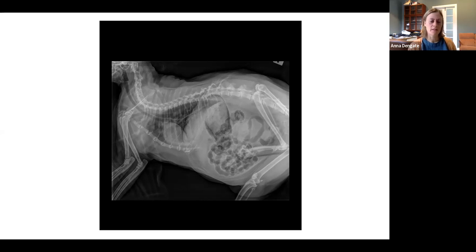So let's talk about the esophagus, because that's our theme today. Megaesophagus in cats. What are the causes? Old cat. Sorry, segue away from the case for a second. What's the difference between a feline esophagus and a canine esophagus?